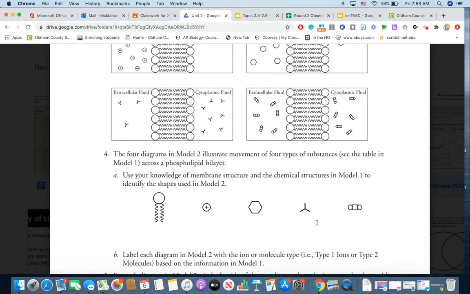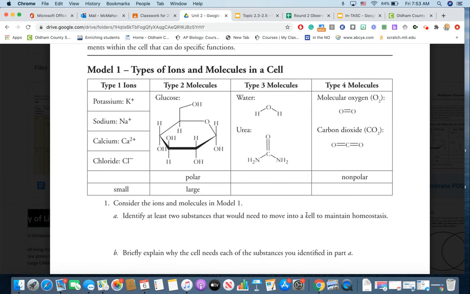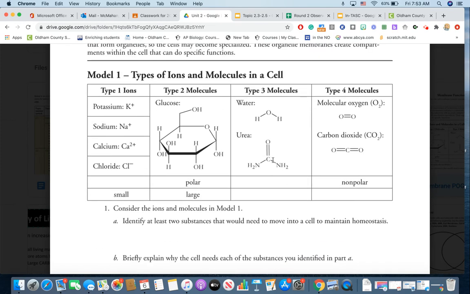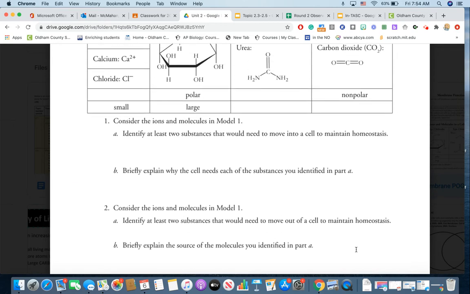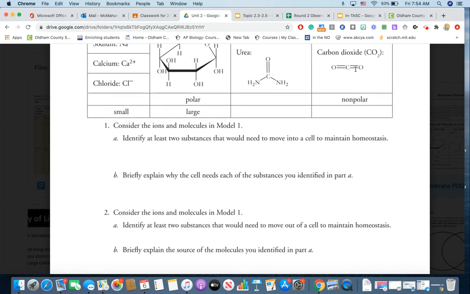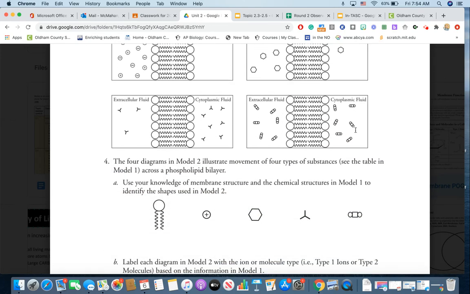This one that looks like a little fan blade, this is the structure, if we look back up here, of urea. So you could identify this as a type 3 molecule, or you could have called it urea. And then last but not least, these little things that look like paper clips, that is actually CO2, carbon, 2 oxygens on the end. So that is our type 4.